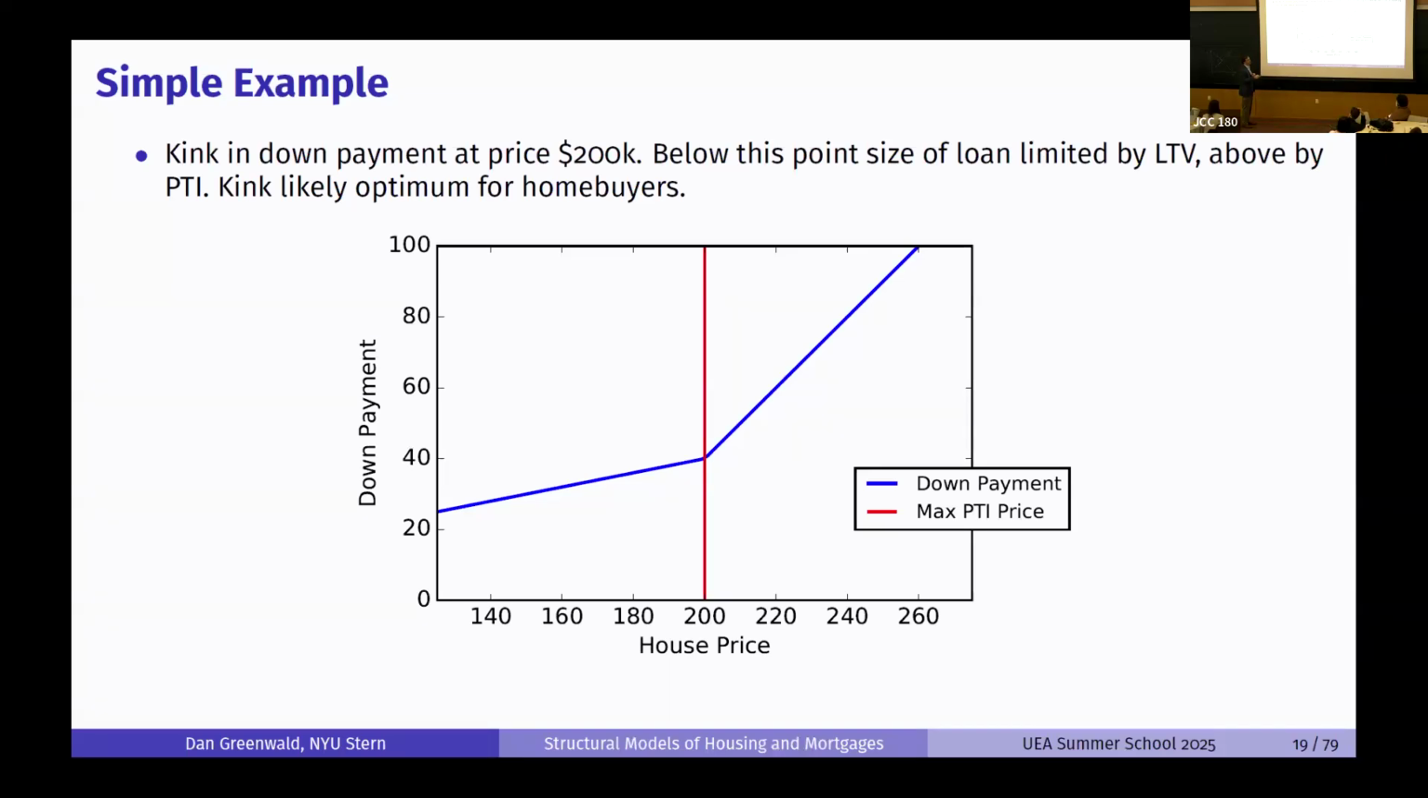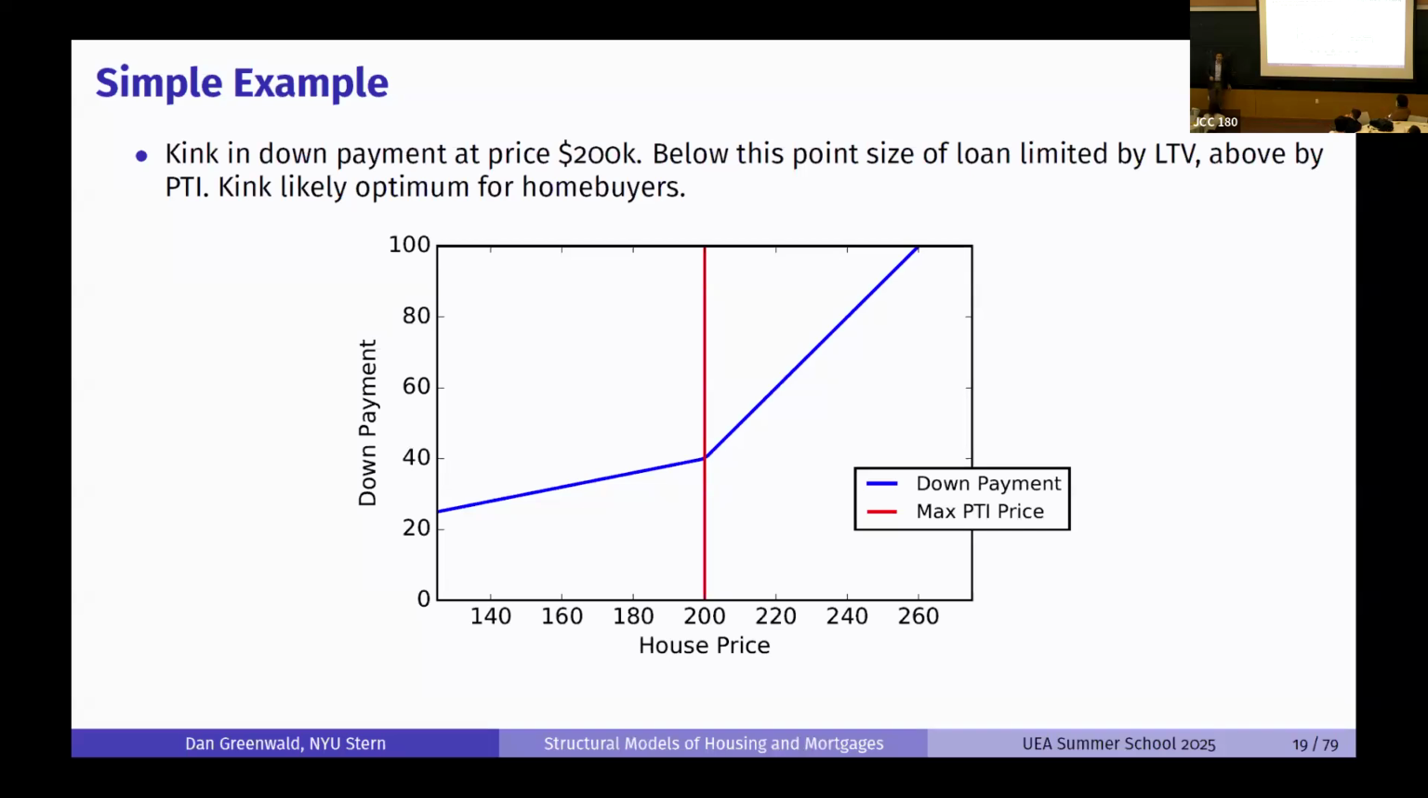But once you cross this price, the bank says, look, no matter how valuable your house is, we're not going to lend any more to you, because your income is not high enough to support that. From then on, you have to pay dollar for dollar in cash. So this line goes from having slope 0.2 to having slope 1. And this is a very natural place for home buyers to stop and target a house with this price. So why might that be?